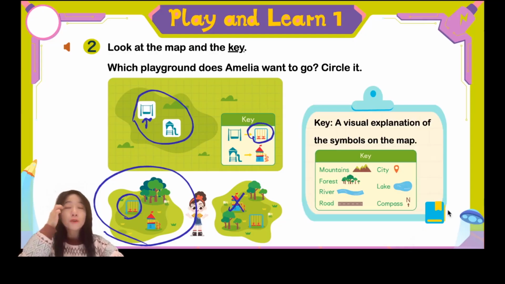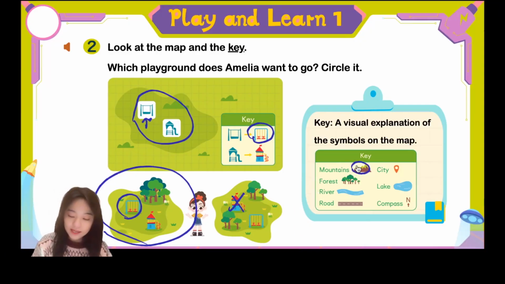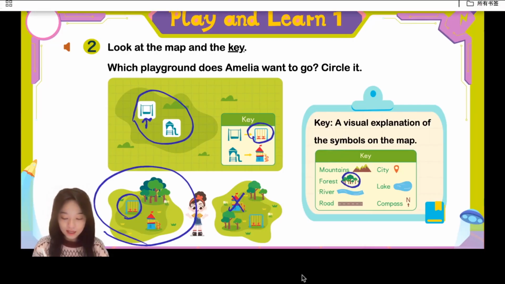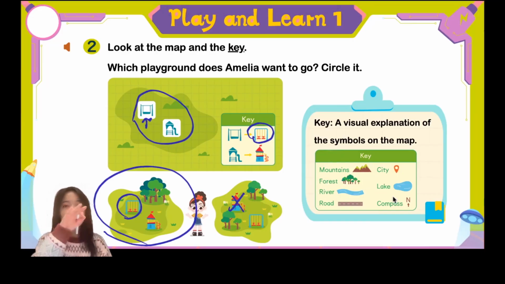So here we should know something: the key is a visual explanation of the symbols on the map. For example, there are a few frequently seen ones. The first one is a mountain, and when we have a lot of trees, that means a forest. If we have some water following a curved line, it is a river. Road, which we have all seen. And city is this kind of position sign. And a lake is an irregular shape with water. And the last one, compass.